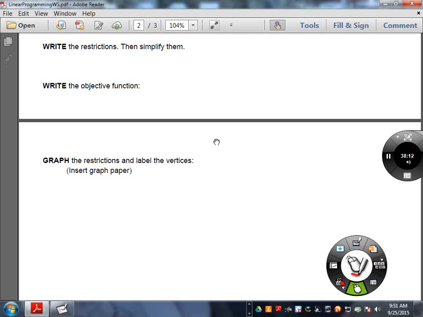So you can just graph it on a separate sheet. You don't have to actually cut it out and glue it onto this. You could just staple it or whatever. But you're going to create the graph and label your vertices. So you're going to get your two restrictions on there.